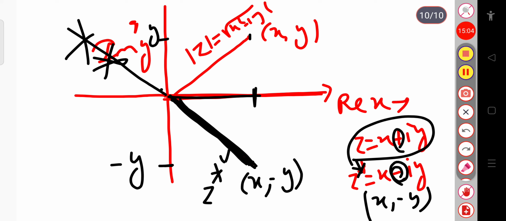So z is the complex number and z star is the complex conjugate number, which are mirror images of each other. In the next class we will see the polar representation of the complex number.